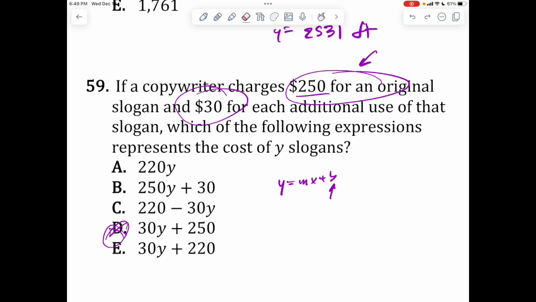That's kind of the connection I want you to draw. The y-intercept does not actually match up with this right here. Okay, so the best way to solve this is actually to use a table. So let's just do y and cost.